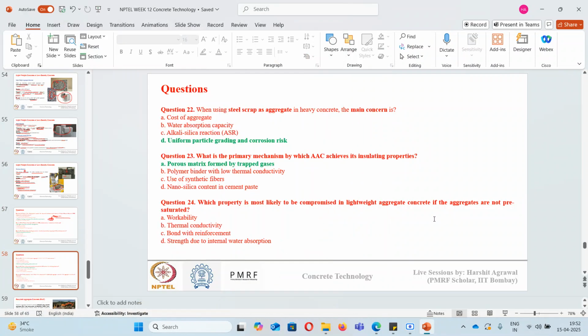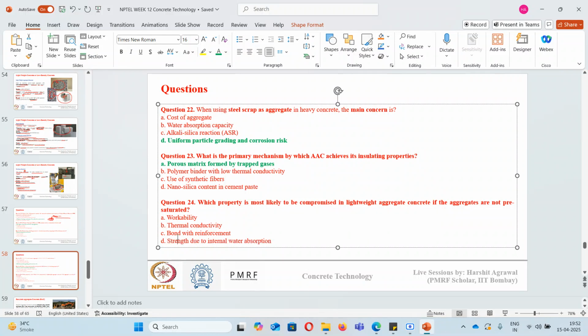Question number 24. Which property is most likely to be compromised in lightweight concrete if aggregates are not pre-saturated? Okay, so this is a very important question. That is a major issue of lightweight concrete, and it is the strength, due to internal water absorption.